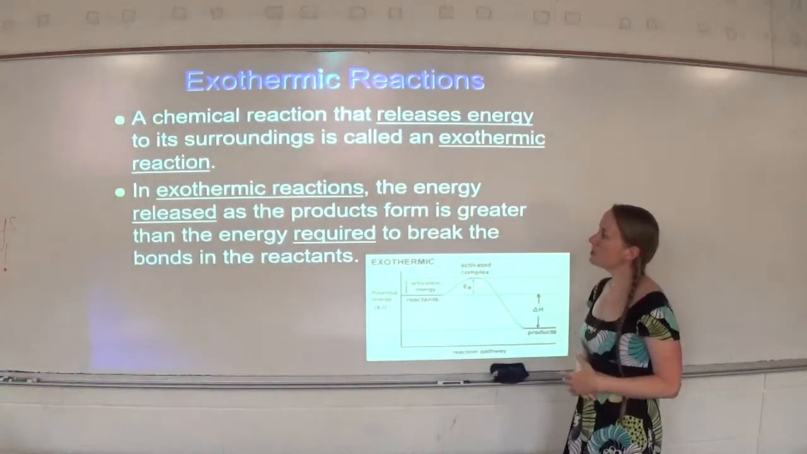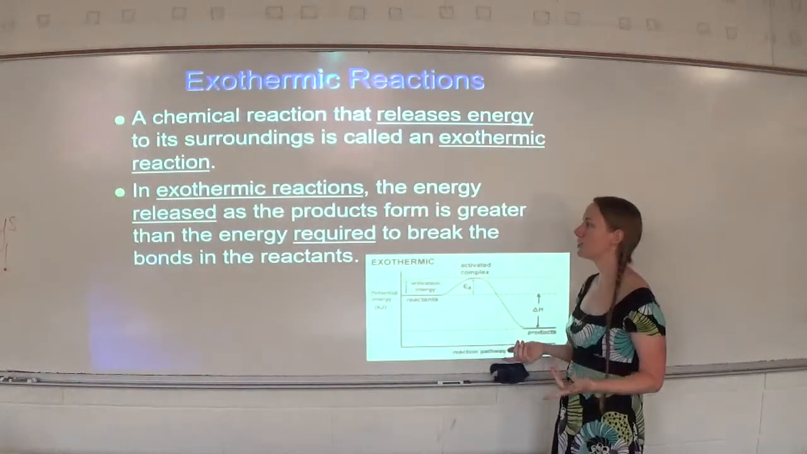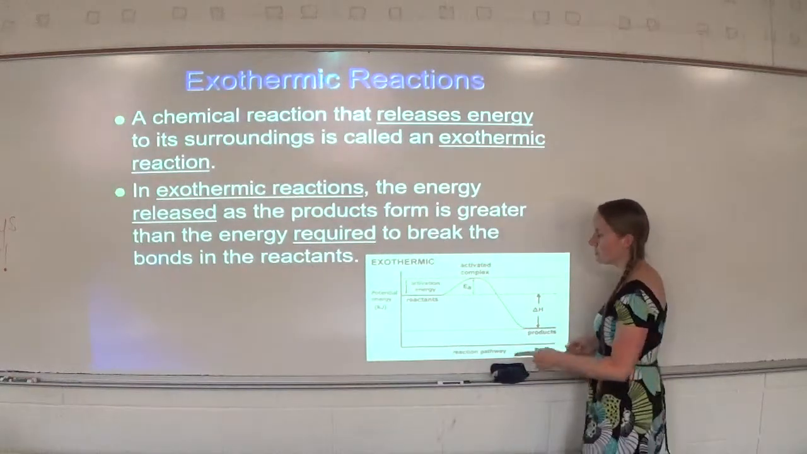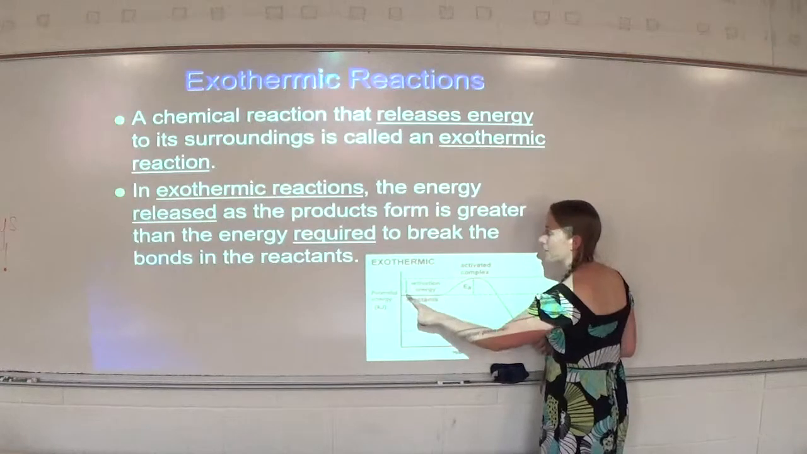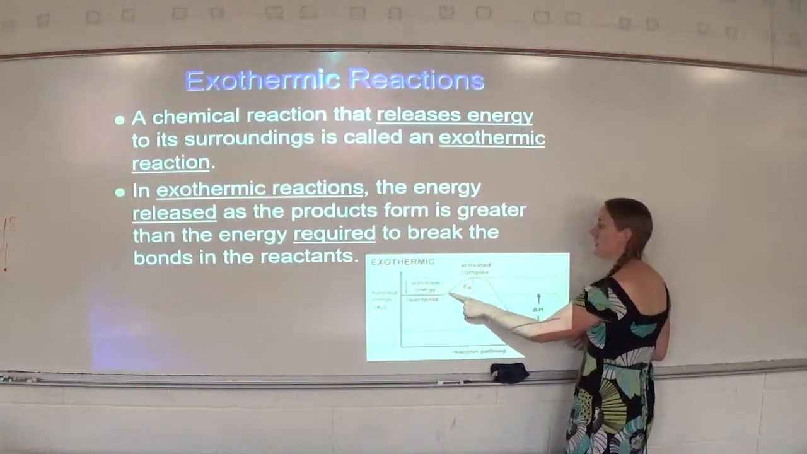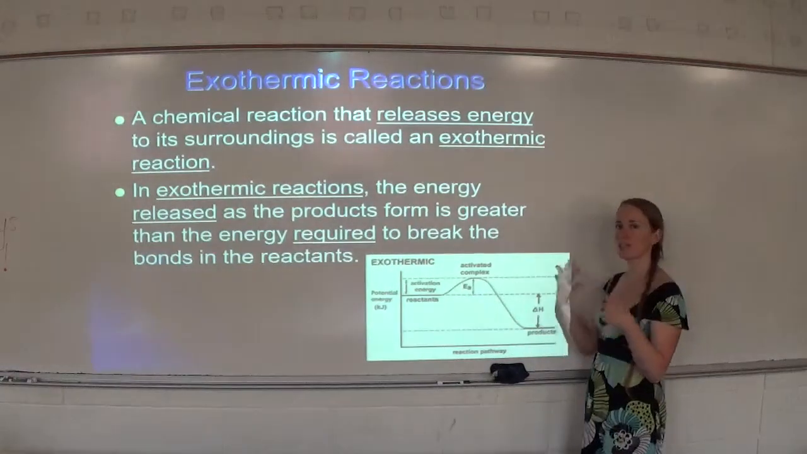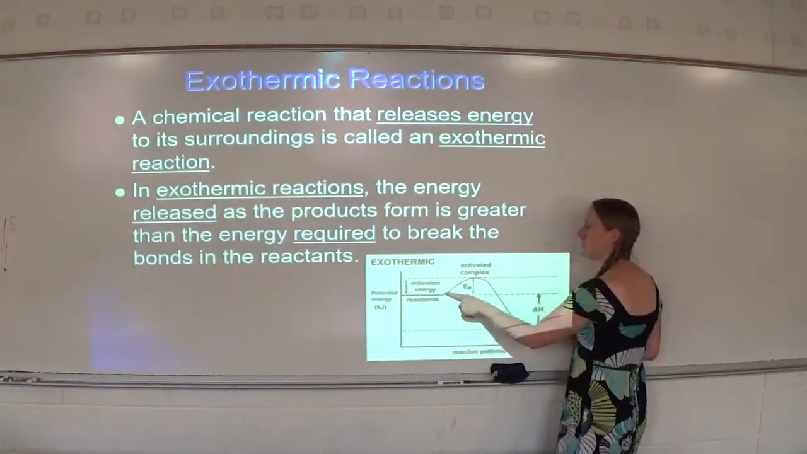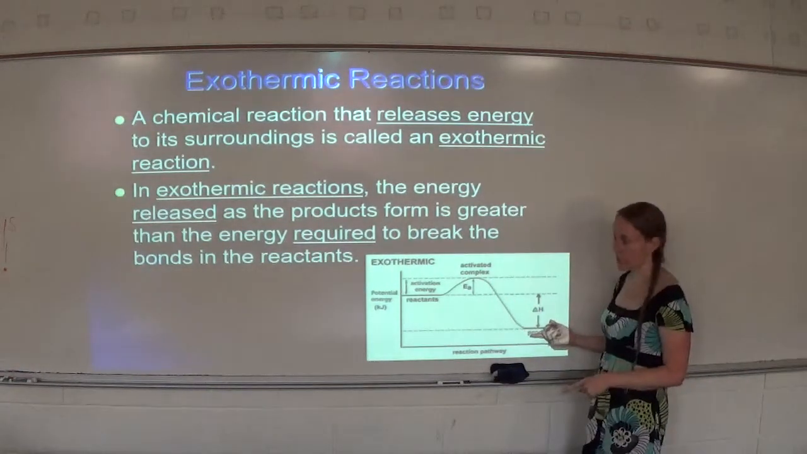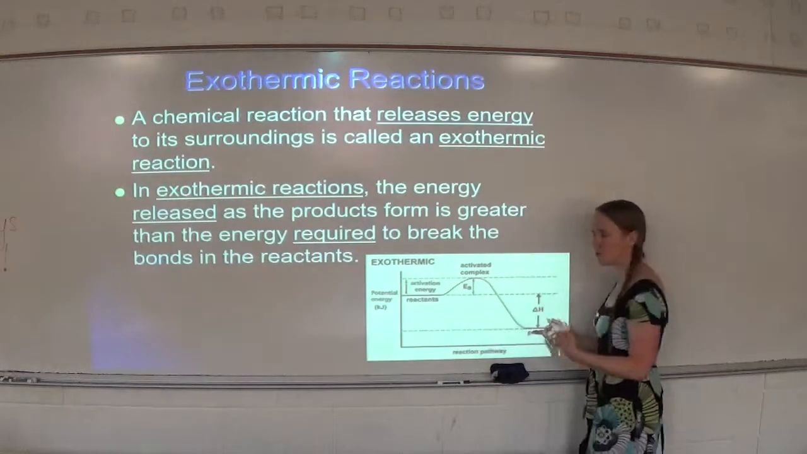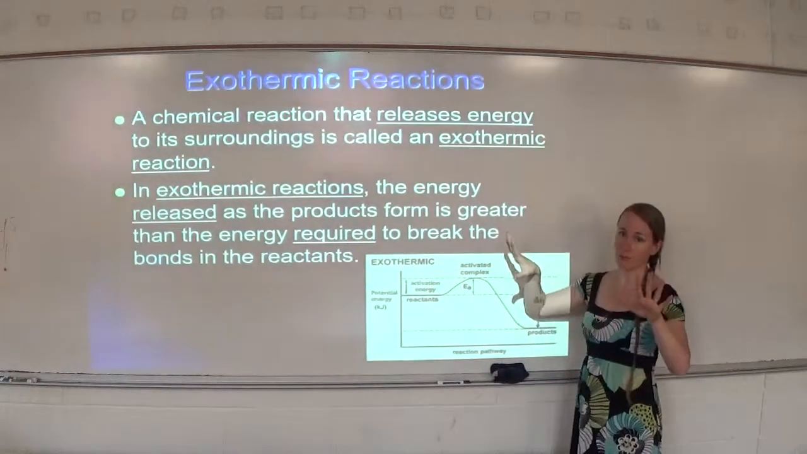In exothermic reactions, the energy released as the products form is greater than the energy required to break the bonds of the reactants. So this right here shows how energy is changing as a reaction occurs. Here we have the energy of our reactants. They always have to make it over what we call our activation energy. That's the energy required to get the reaction going. So for a minute, they get higher in energy, but then our products are much lower in energy. So if we went from here to here, where did that energy go? Because it can't be destroyed, it was released to the surroundings.